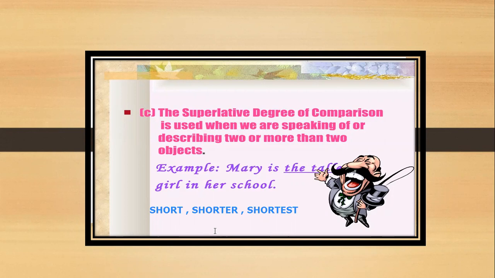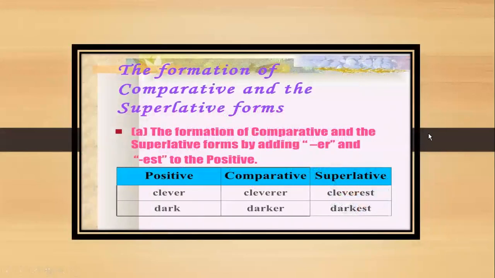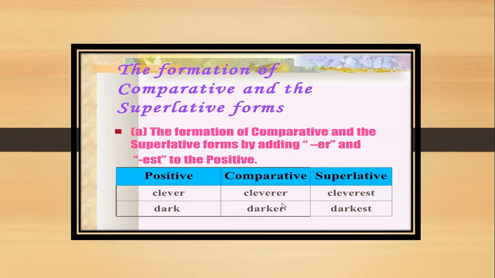So these are the three different types of degrees. In the first, we use the same word. Next, we add er, and in the third, we add est at the end. So we will be seeing some of the examples. Let me move forward. See, as I have told you, the formation of the comparative and the superlative degree is by adding er and est. Positive, clever, cleverer, cleverest. Dark, darker, darkest.